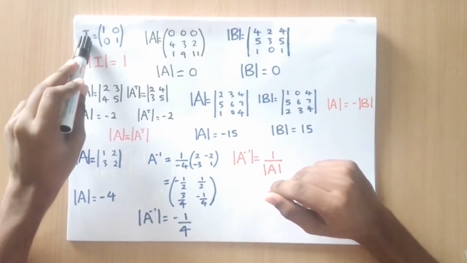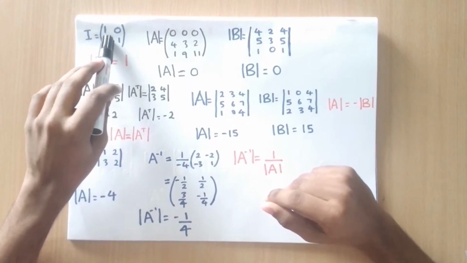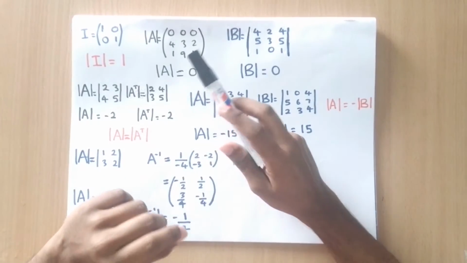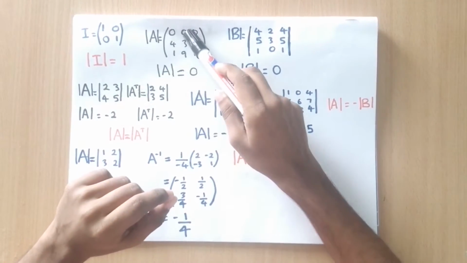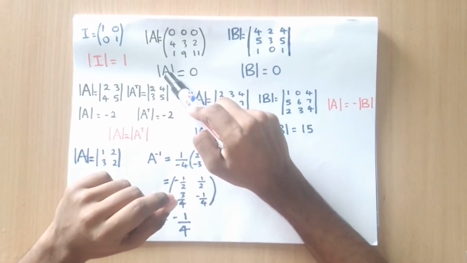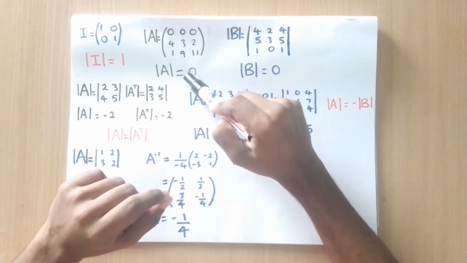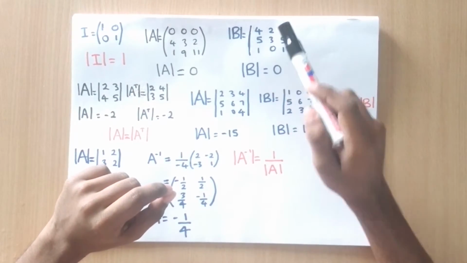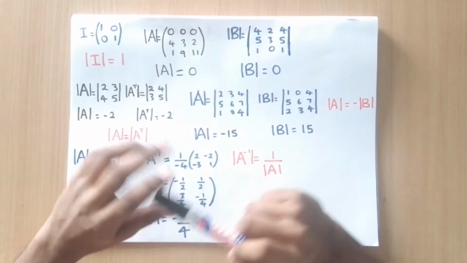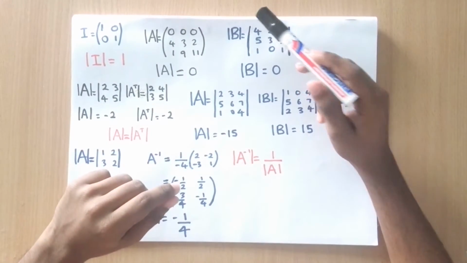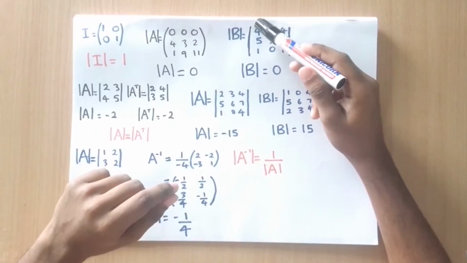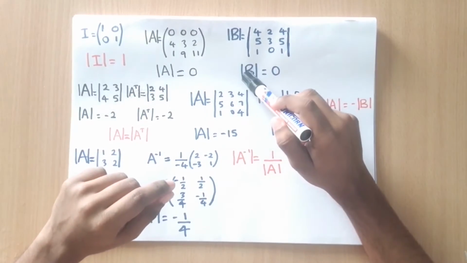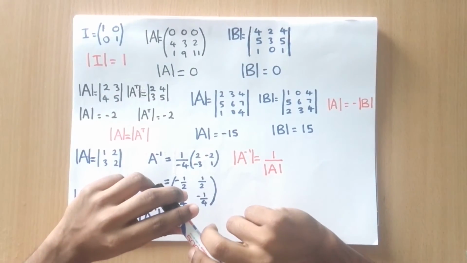The determinant of an identity matrix is always equal to 1. And if any row or column contains only 0, then the determinant of that matrix is 0. And if any two rows or any two columns are similar to each other, then the determinant is 0. In this matrix, the first column and the third column are the same. So the determinant is equal to 0.